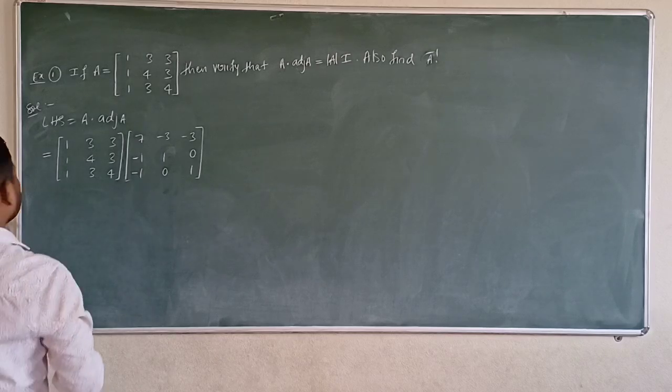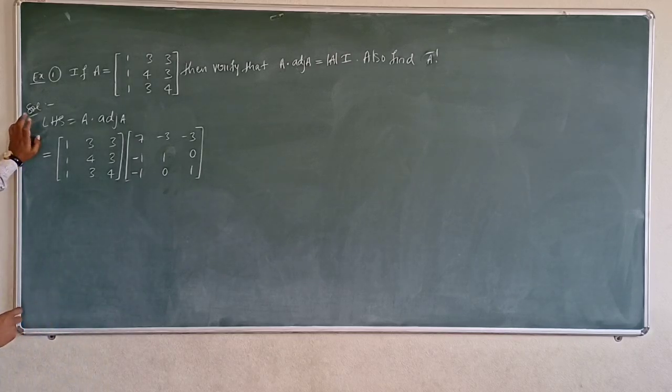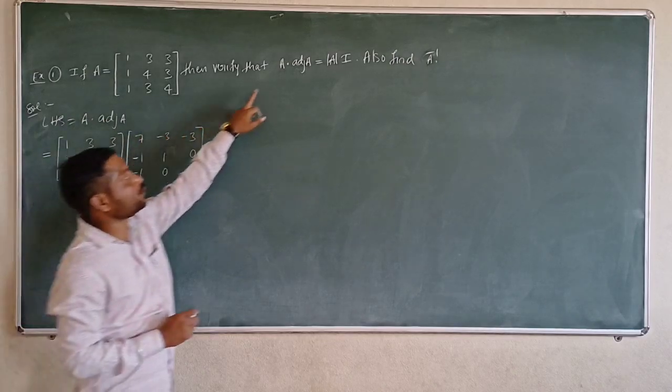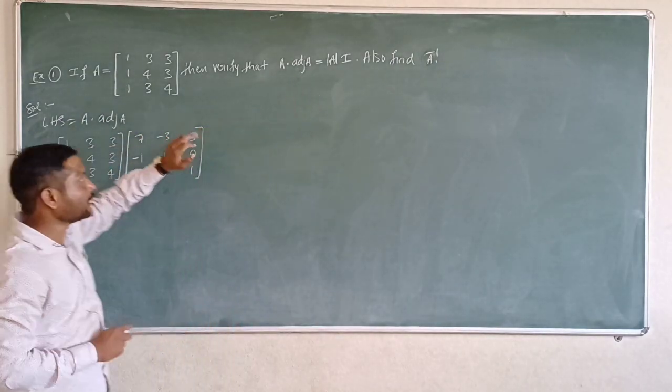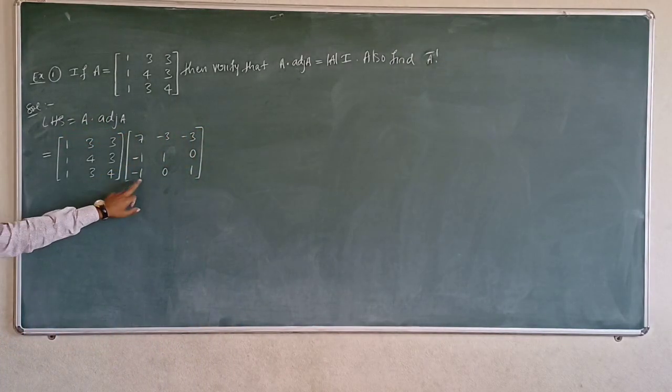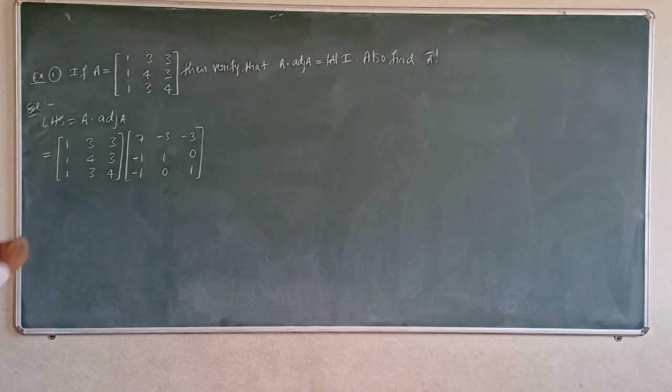Okay, take up here again. The next part is what here? That is A into adjoint of A now. Take the matrix A and the adjoint of the matrix here. Multiply these two matrices. What is the answer now?